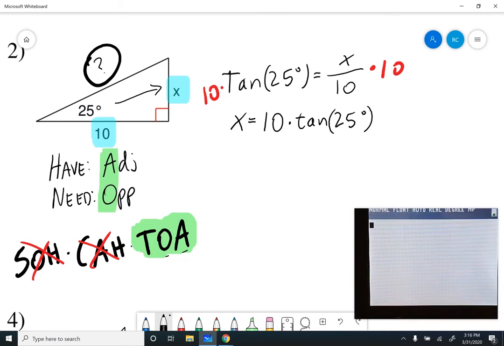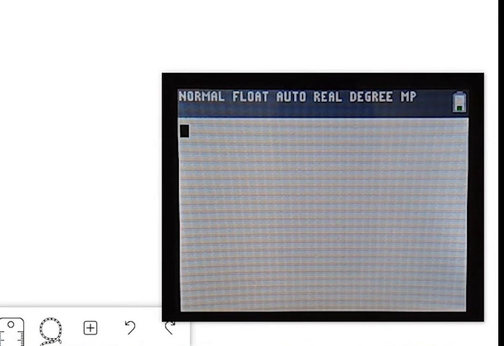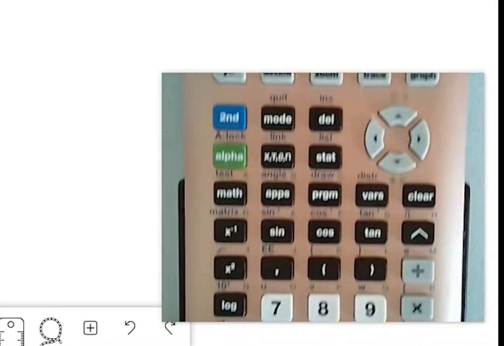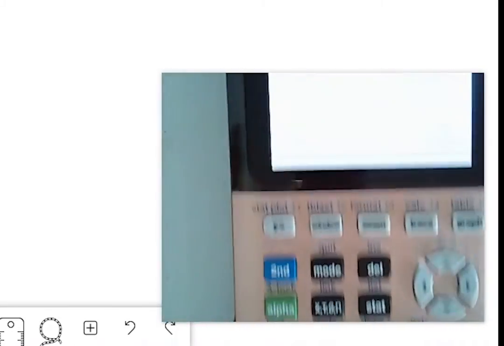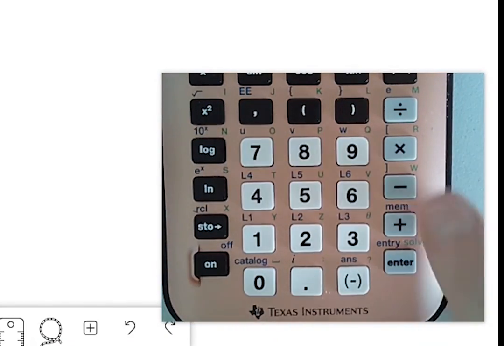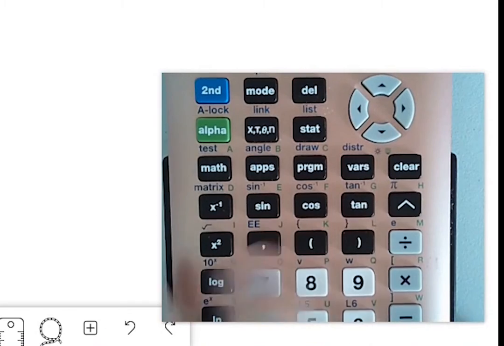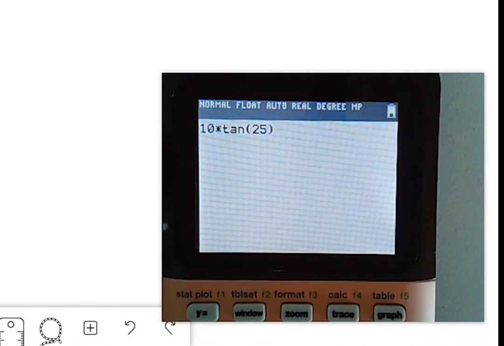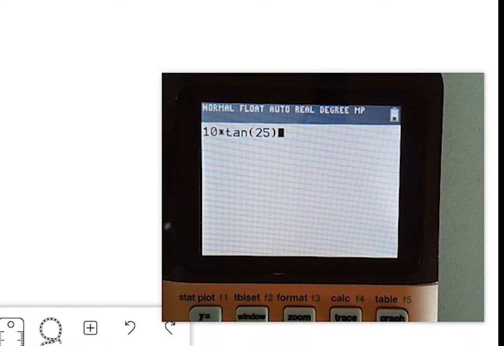I'll zoom in on my calculator here. Now, I'm going to use a different calculator for every one of these problems so that you know how to do this using a variety of calculators. So here I'm using this graphing calculator. And I just plug in the numbers and symbols as I see them. So I'm going to say 10 times tangent of 25. You don't have to close the parentheses, but I always do.